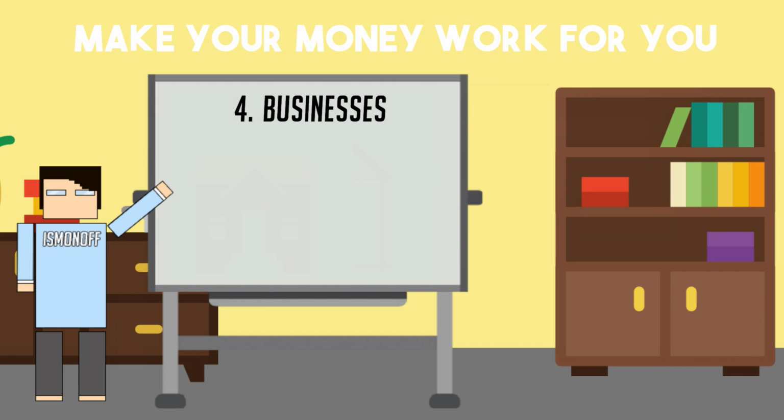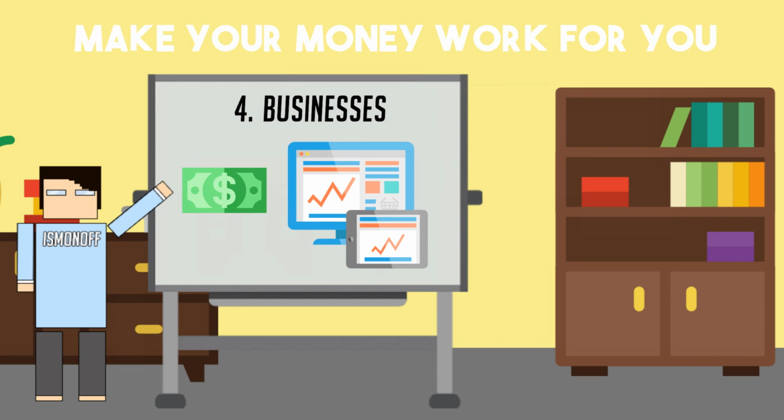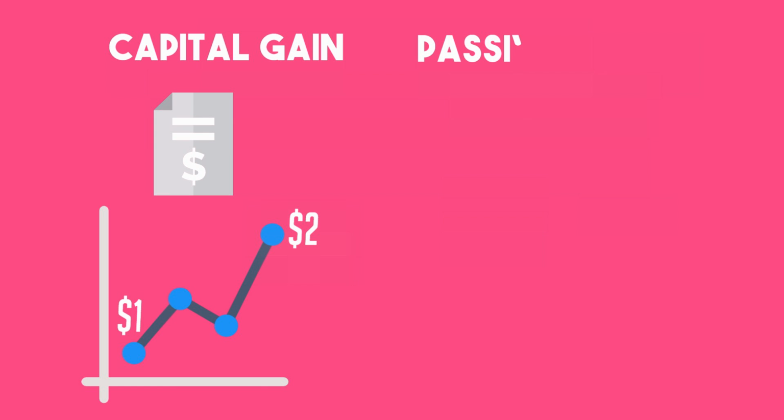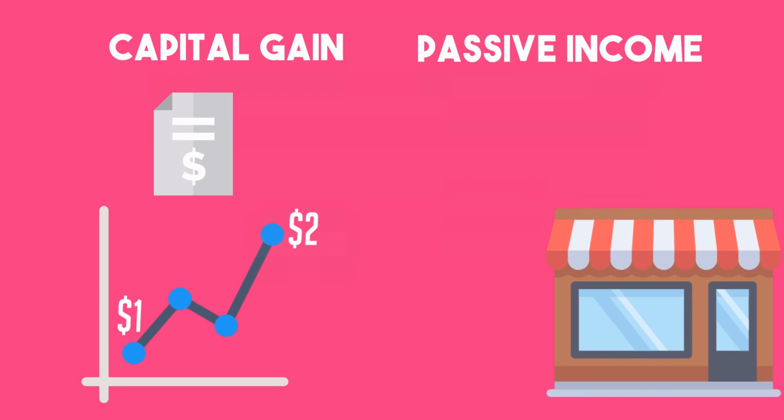Starting up a business is the best investment you can make, especially when you don't have a lot of money, because there are a lot of businesses that you can start without really having a big capital, especially online businesses. Now, there are 2 ways you can make money by investing. The first way is you buy a stock for $1, for example, and then you sell it for $2, and the difference is the profit you make, which is called capital gain. The second one is passive income, which I've explained in previous videos, so check out the description for that. But in short, it's a constant flow of money to your bank account.